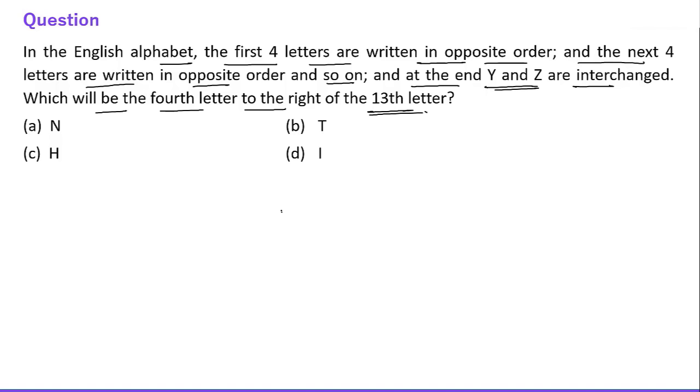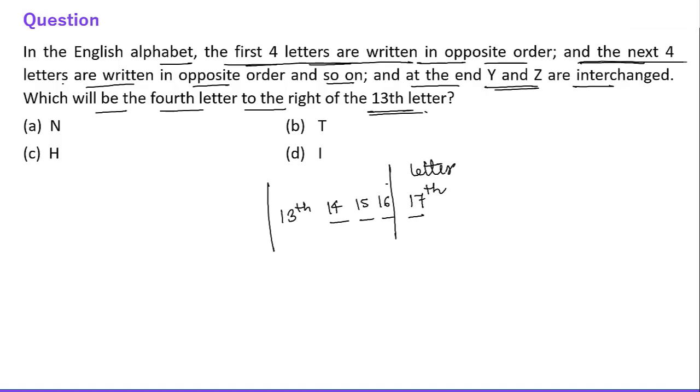See everyone, which will be the fourth letter to the right of the 13th? So obviously fourth: 1, 2, 3, 4th. So this is the 14th, 15th, 16th and 17th, right? So we need to find the 17th letter. And obviously in every slot of 4, the letters are written in opposite order. It means in every slot of 4 letters, they are written in opposite order.